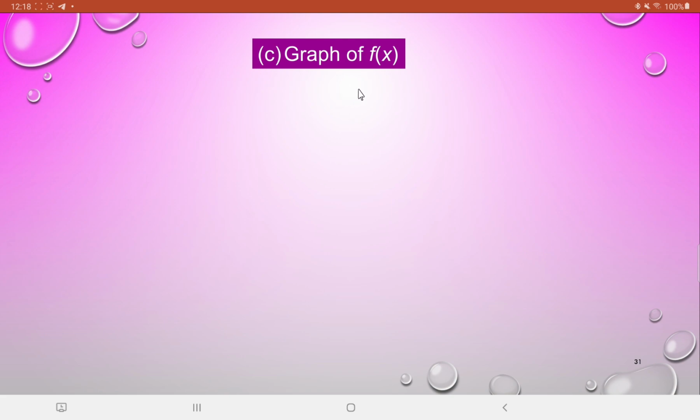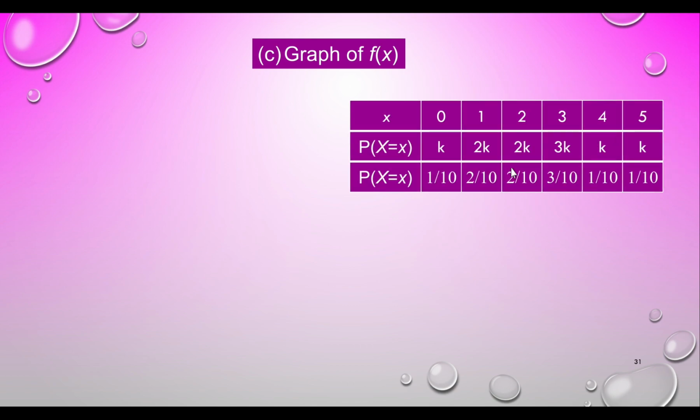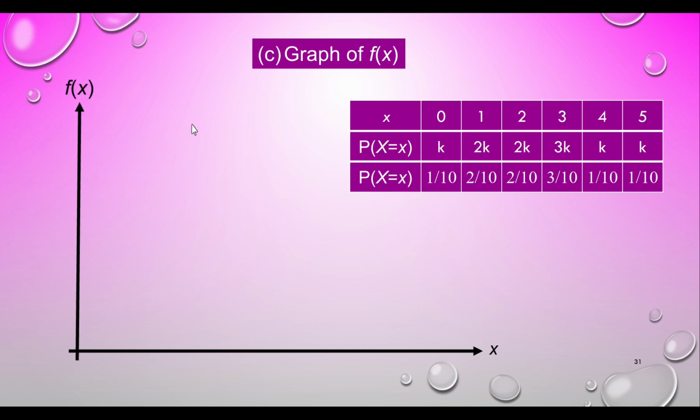How to sketch the graph of the probability distribution function? Based on the given table, we can plot the graph. The x-axis denotes the values that the random variable can take, that is 0, 1, 2, 3, 4, and 5. The y-axis denotes the probability value, that is 1 over 10, 2 over 10, and 3 over 10.